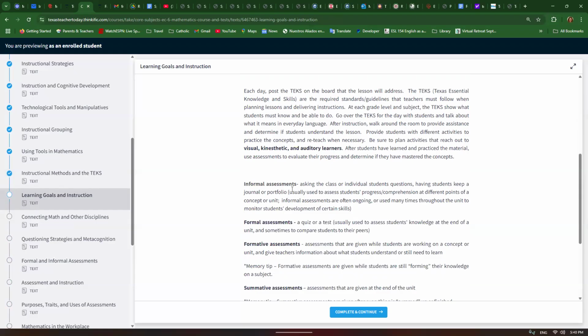So we want informal assessments that are not used for a grade, like a show what you know, an exit ticket, something like that. And also formal assessments like a quiz or a test. And if we use both, we'll have a better understanding of what they can actually do.